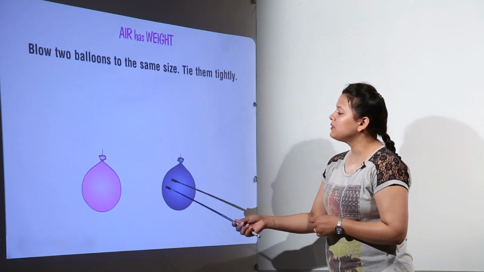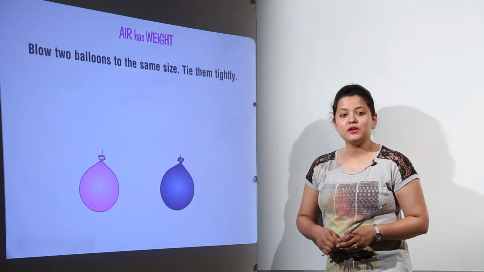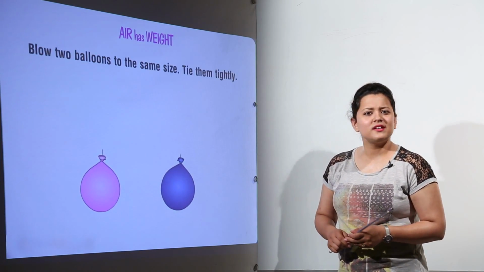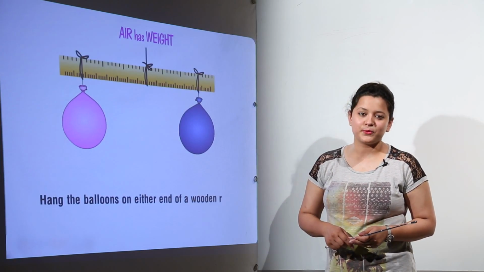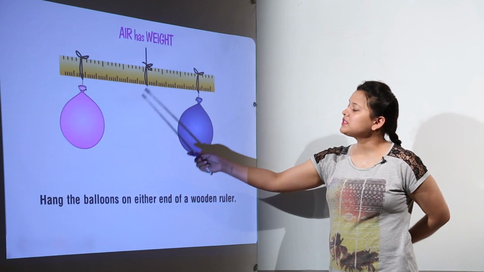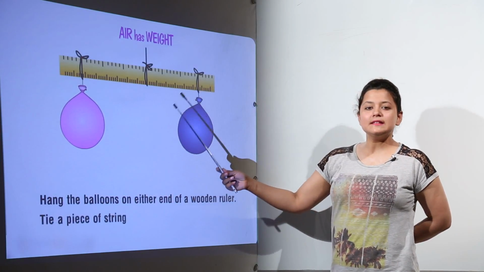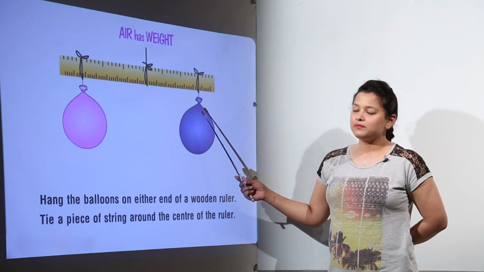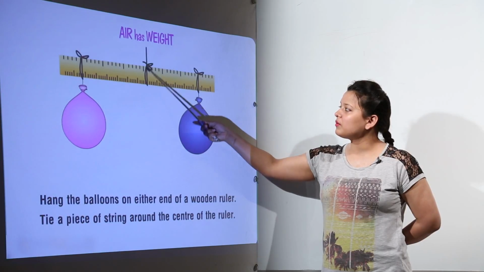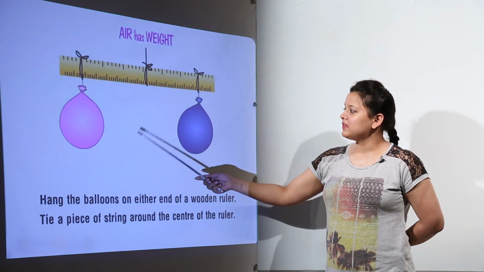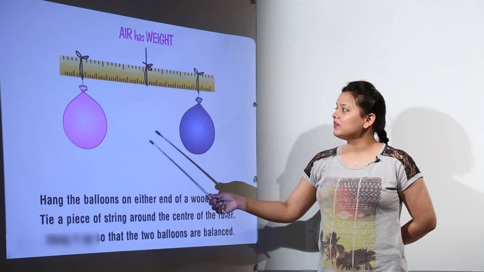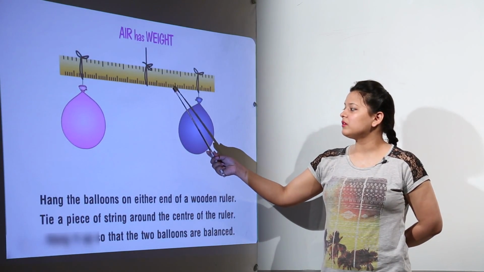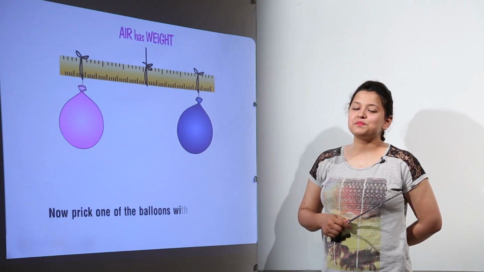We will take two balloons of the exact same size and we will tie them tightly so that the air is not able to escape. Now we have tied both the balloons on either end of a wooden ruler, and we have tied the wooden ruler from the middle. Here, as I told you, both the balloons have exactly the same weight, so there is no movement in the wooden ruler.